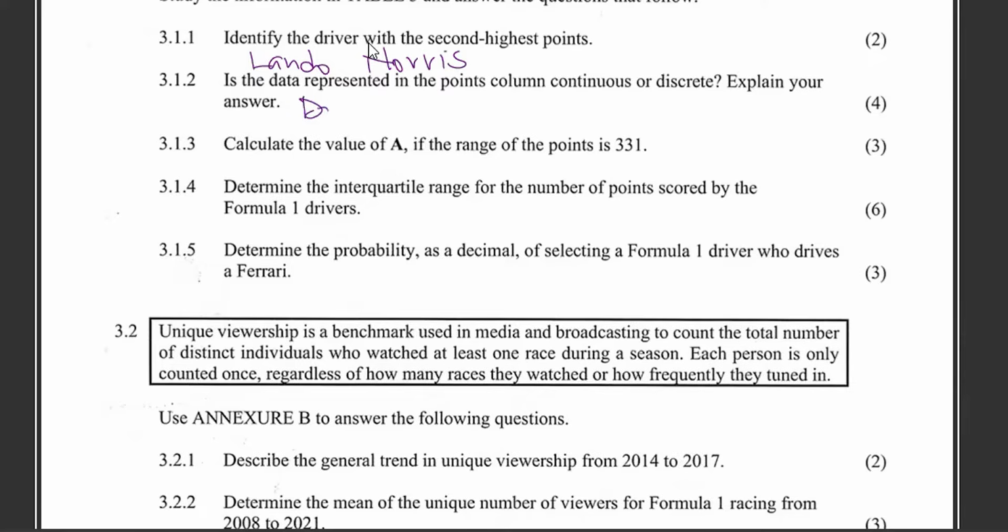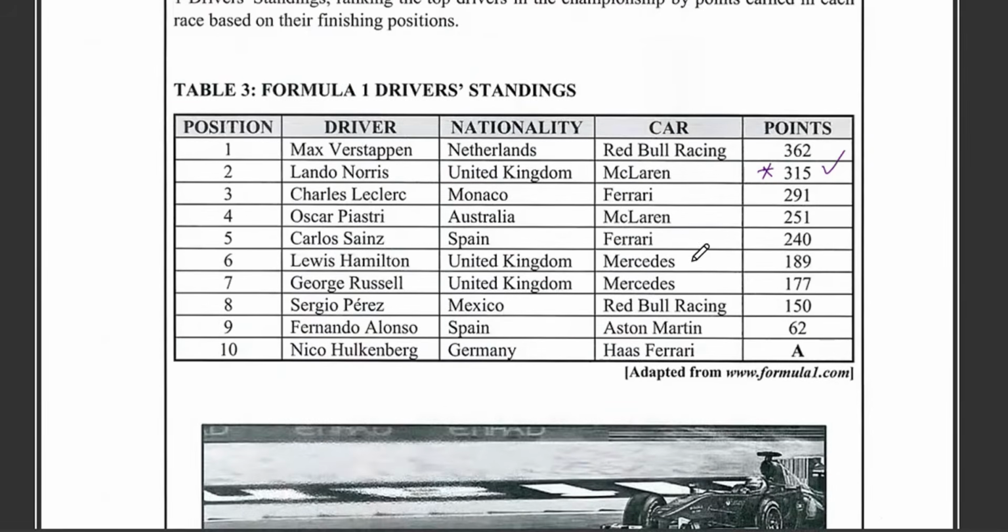We shall say it's what? Discrete. Because, one can say, because it's what? Counted. Or we have all whole numbers. Okay? We don't have any commas. In the points column, there are no commas.